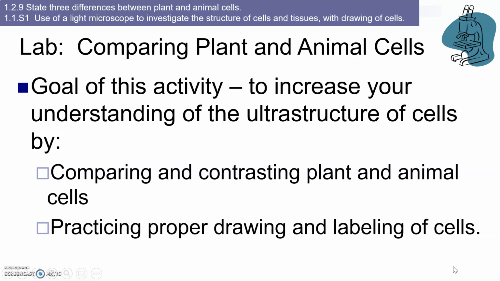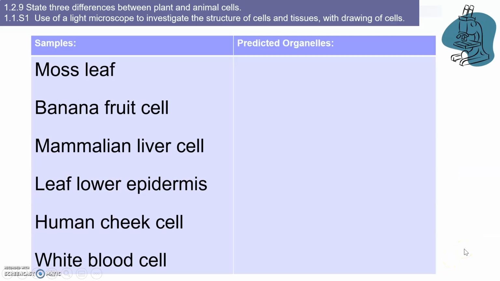When you come to class next time, you are going to be doing a lab called Comparing Plant and Animal Cells, and you're going to be learning about the structure of those cells, and you're also going to be working on proper drawing and labeling of those cells, which are both important IB biology skills. As a part of that lab, you're going to be looking at these 6 different cells under the microscope. Ahead of that, you need to predict which organelles you might see there, and then you're actually going to go look for those organelles under the microscope, as opposed to me telling you what's there ahead of time.